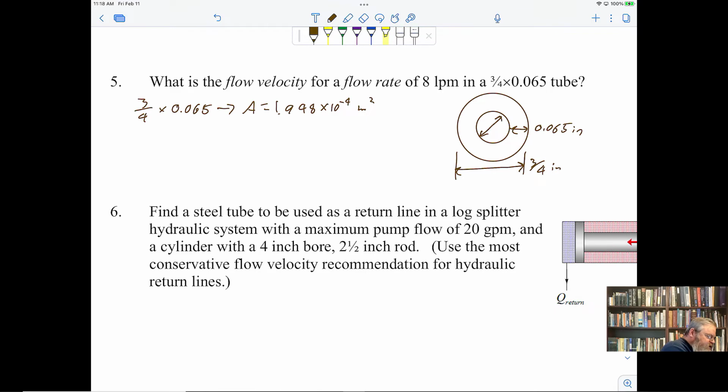So, what's the flow velocity? Well, the flow velocity is Q over A, which is 8 liters per minute, divided by an area of 1.948 E negative 4 square meters. And I guess we got to sort out the units. Let me give myself some room here.